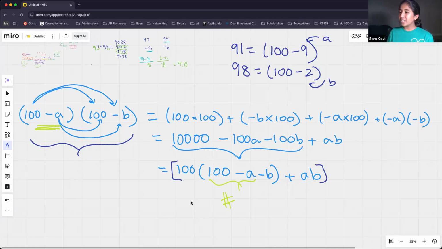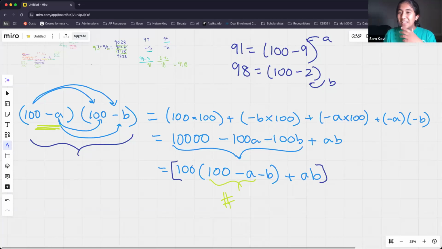So what I did was I pulled out that 100 factor in the first three terms because I want to find a nice way to get those first two digits, and those first two digits are some two-digit number multiplied by 100. So that's why I'm trying to pull out that factor of 100. So when I do that, I get 100 times 100 minus a minus b. Okay, does that part make sense?